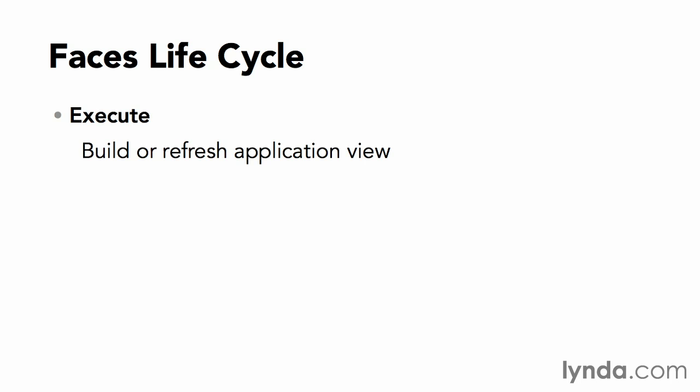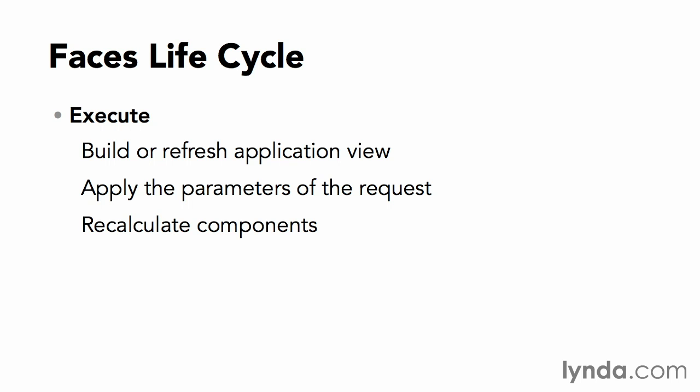The life cycle of a Java Server Faces web application has two main phases. The first phase is called execute. During this phase, the application view is built or refreshed, the parameters of the request are applied, the values for all of the components are recalculated based on the request, those values are applied to the managed beans, and then the actual code of the application is run based on those values. In essence, the execute phase consists of translating whatever input was provided into an understandable format, and then running the application based on that input.